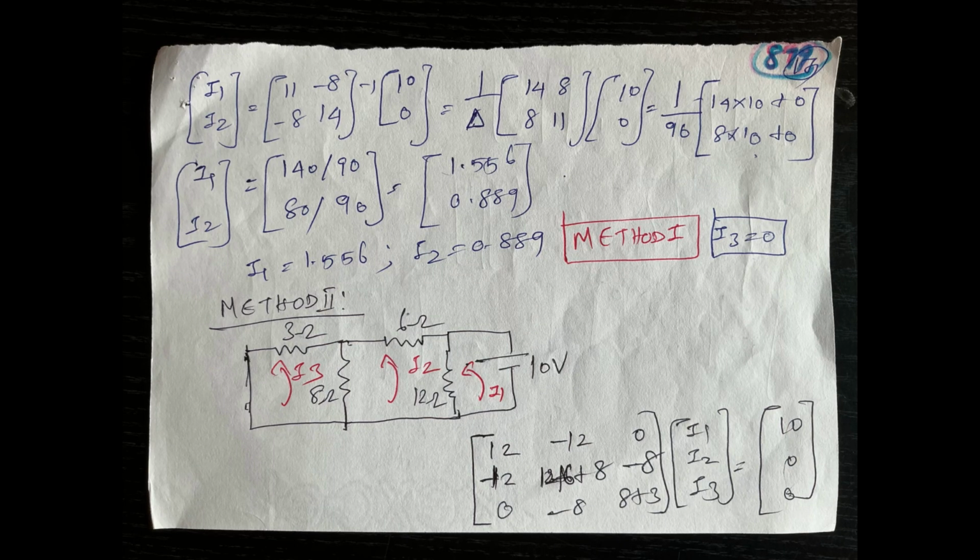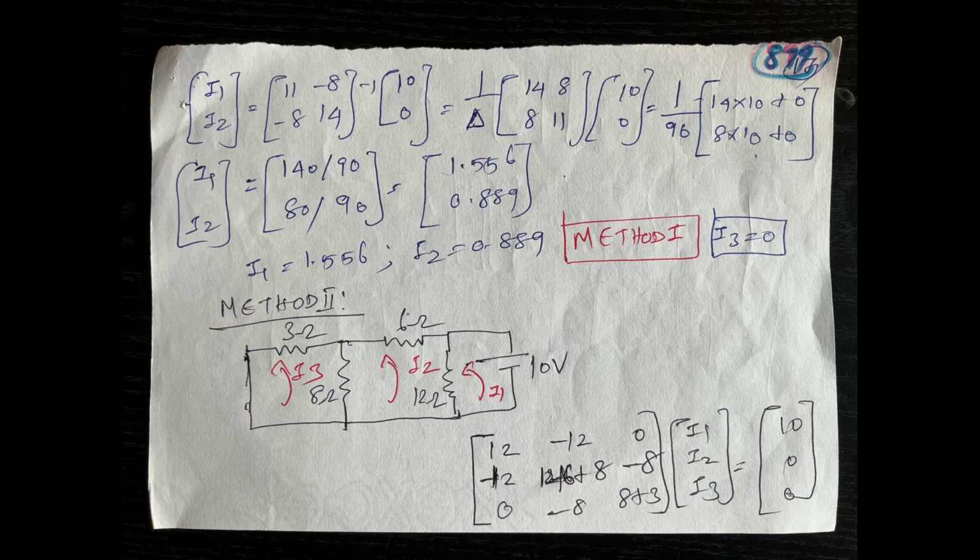Put mesh currents I1, I2 and I3. Mesh 1 contains the 12 ohm resistor. Mesh 2 contains 12 plus 6 plus 8. Mesh 3 contains 3 plus 8. On the diagonal of the matrix we obtain 12, 12 plus 6 plus 8, and 8 plus 3. The common element of meshes 1 and 2 is 12, so put minus 12. The common element of meshes 2 and 3 is 8, so put minus 8. Meshes 1 and 3 have no common resistance, so put 0.